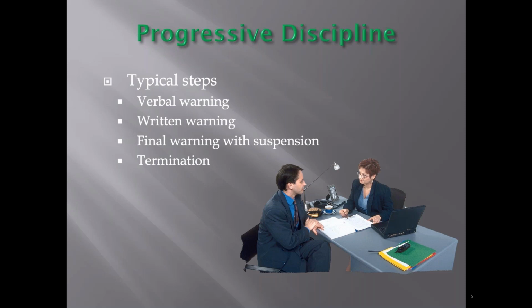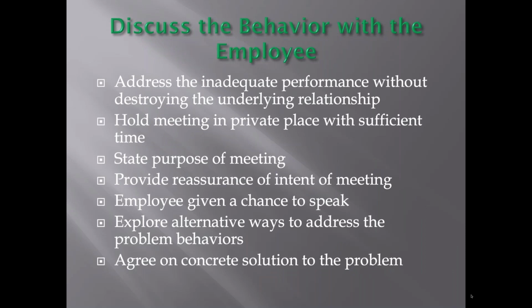a track of warnings. The first three steps are really designed to encourage the employee to correct their behavior and improve their performance. The outcome of these disciplinary steps should be improved behavior or performance on the part of the employee. And termination is the outcome if the progressive discipline steps are unsuccessful in correcting the behavior. The most critical step in successfully managing problematic employee behaviors is the manager's discussion of the behaviors with the employee. Now, to be effective, the discussion must address the inadequate performance without destroying the underlying relationship.